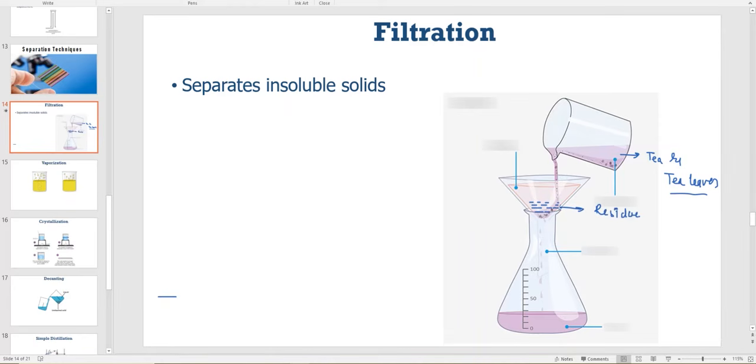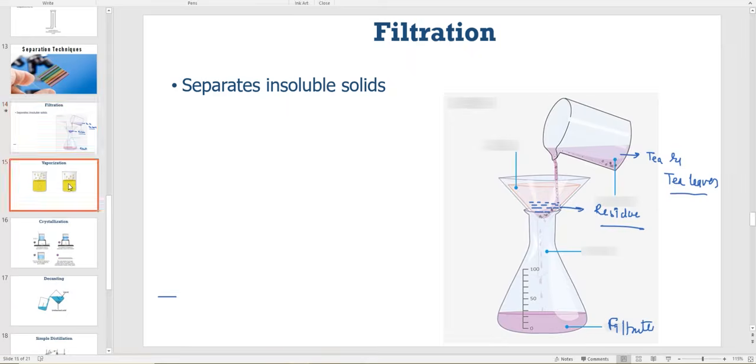The insoluble component that stays on the top of the filter medium is called residue, and the soluble component that passes through the filter medium, which in this case is the filter paper, is called filtrate. So remember, filtration is a technique that is used to separate insoluble solids.